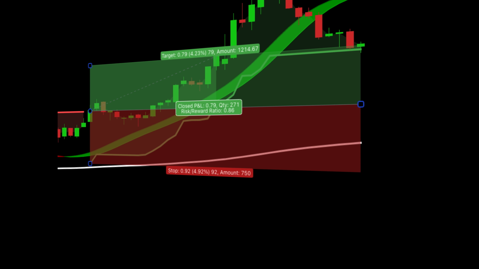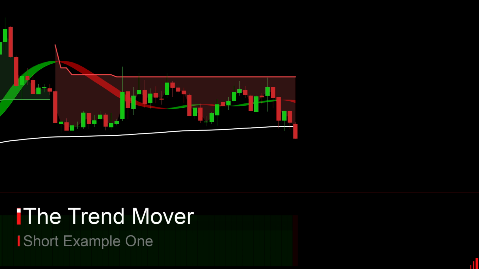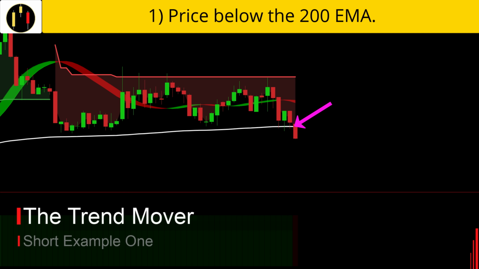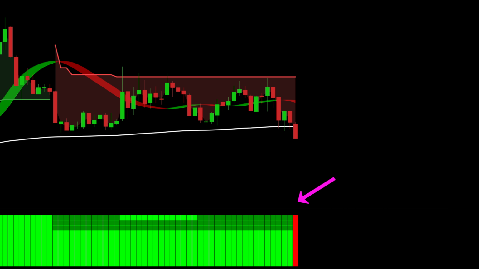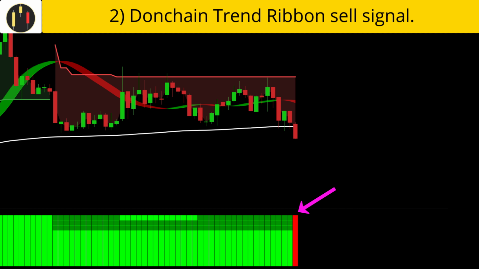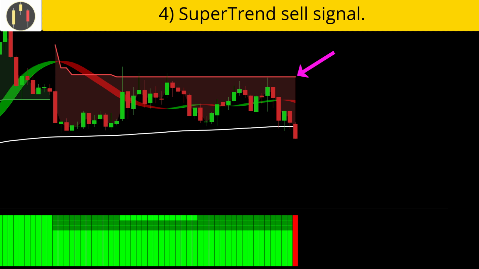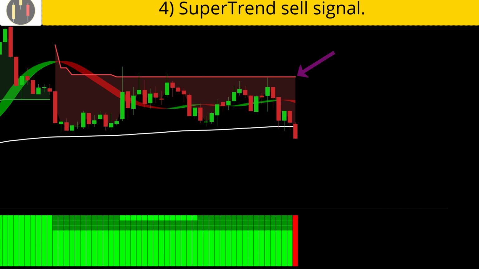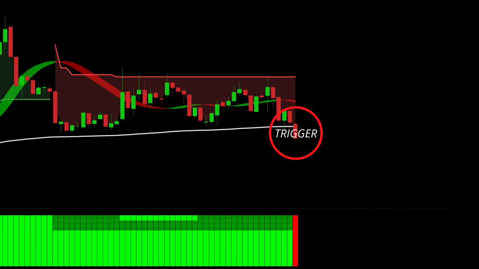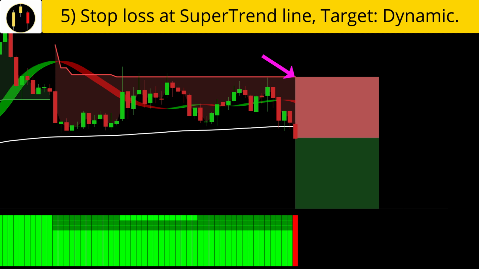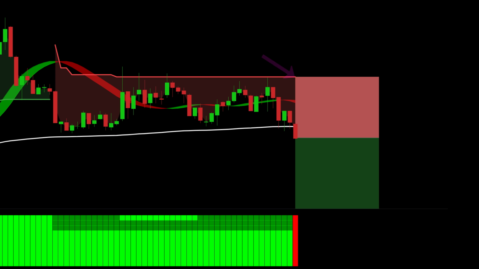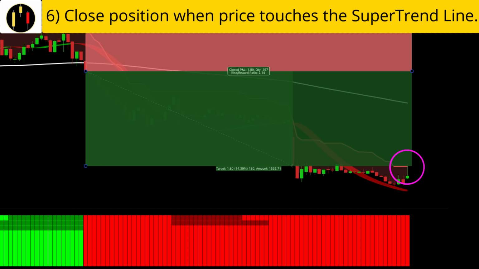Now we flip to shorts. This is what I will test for shorts. First, price is below the 200 EMA in white. Second, the Donchian trend ribbon is red. Then we can see the Hull Suite is indicating a sell. Finally, there is a Supertrend sell signal. All of that happens on this candle here. That is our trigger candle. The stop is placed at the Supertrend line and the target is dynamic. And short example 1 is closed when price touches the Supertrend line for a profit of 2.14 risk versus reward.